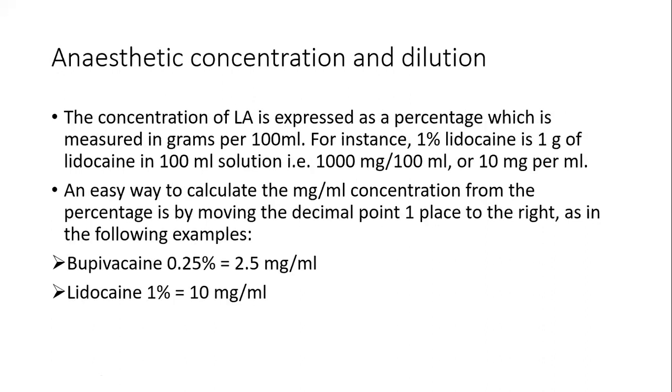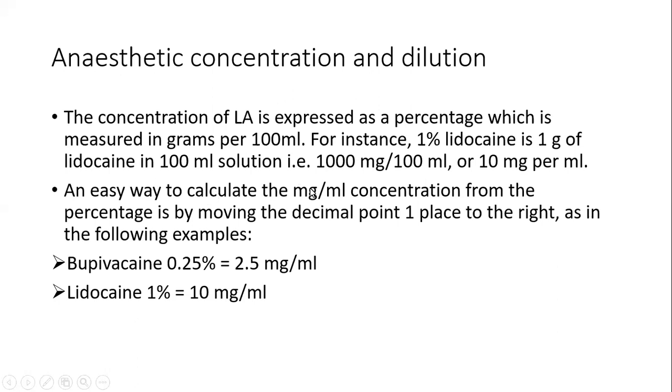All right, anesthetic concentration. You have most often seen this, and it is important for you to understand. The concentration of local anesthetic agents is expressed as a percentage, which is measured in grams per 100 mL of solution. For instance, if we say 1% lidocaine, what does that mean? It means it contains 1 gram of lidocaine in 100 mL solution. Invariably, it means 10 milligrams per mL. So 1% lidocaine is equal to 10 milligrams per mL. Just add 0 to it. 2% will be 20 milligrams per mL.